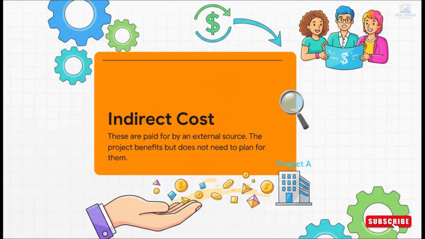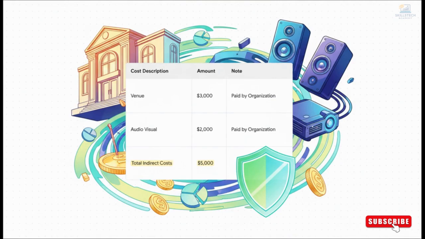And then you have the other bucket, indirect costs. Now, these are real expenses that the project benefits from, but they're paid for by somebody else, usually the parent organization. So your project gets all the value, but it doesn't have to pay the bill directly. Back to our meeting example, the venue and the AV equipment come out to $5,000. I mean, that's a huge expense, but the organization is covering it.